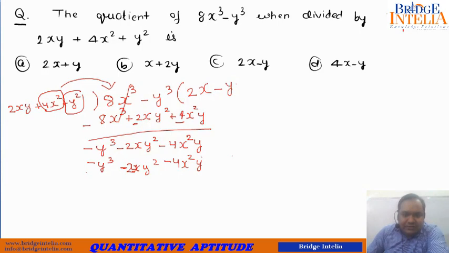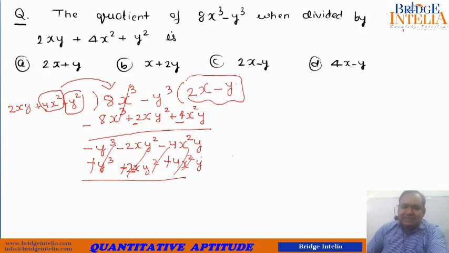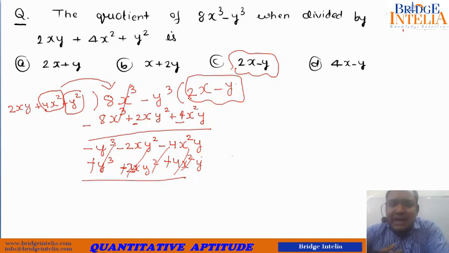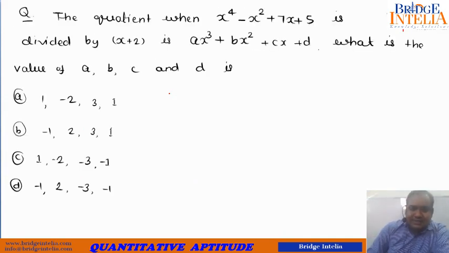Now if you subtract, this becomes plus, this becomes plus, this becomes plus. Now if you subtract it, you will realize that it is completely divisible. So what is the quotient? The quotient comes out to be equal to 2x minus y. In such cases, you will have to manually divide and see. Now let's have a look at another such question. The quotient when this expression is divided by x plus 2 is this. So what is the value of a, b, c and d? Let's do the actual division and see.